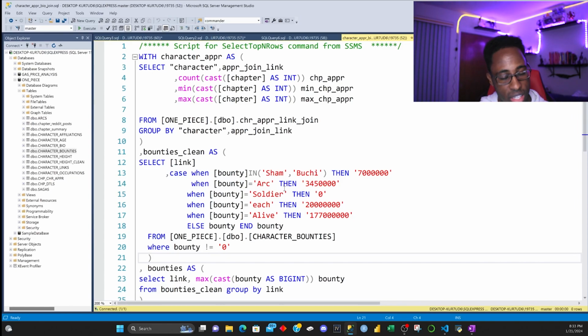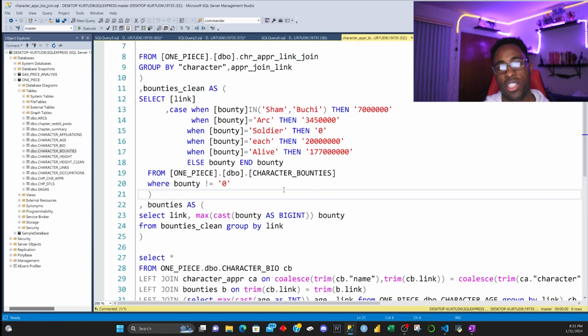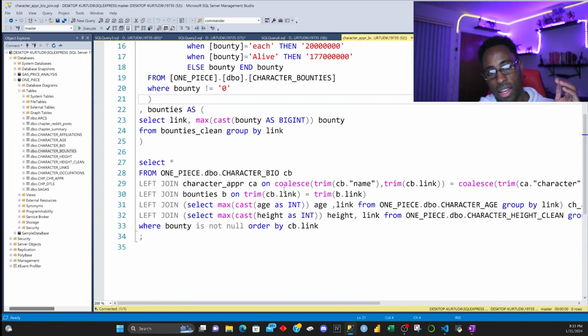And then I did a little bit of cleaning for the bounties. Basically, again, we know that some characters have multiple bounties, so I wrote a query in the back end that aggregates those to give us the maximum bounty per character so that we don't have duplicate records. And which you can see right here.